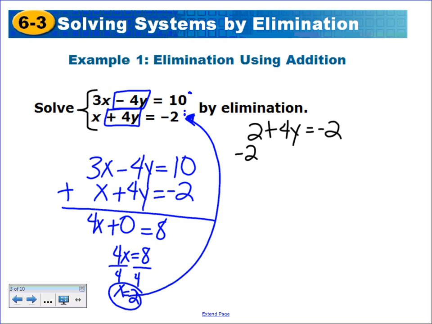So I'm going to subtract 2 from each side. 4y is equal to negative 4. Divide both sides by 4. y is equal to negative 1.